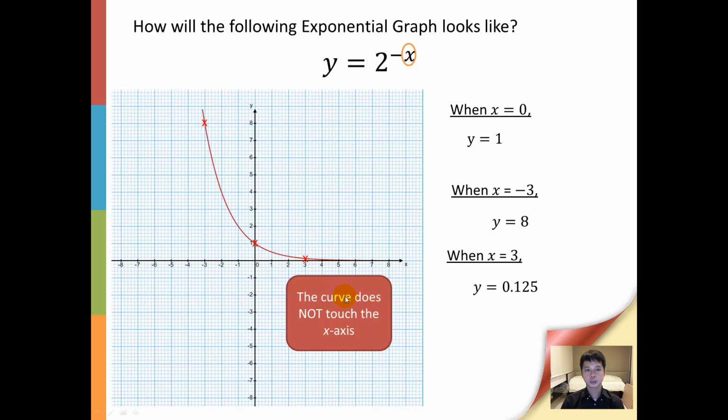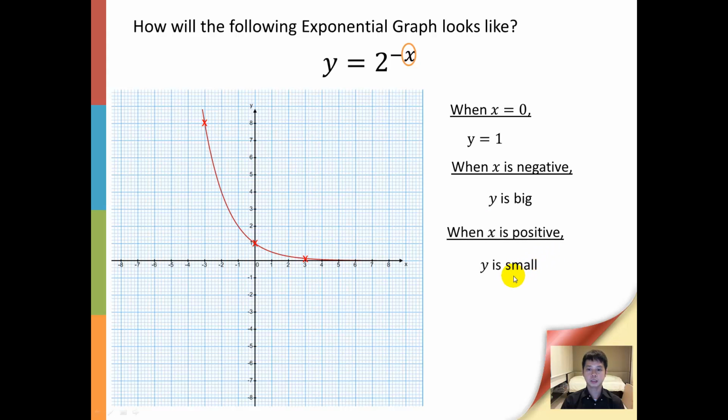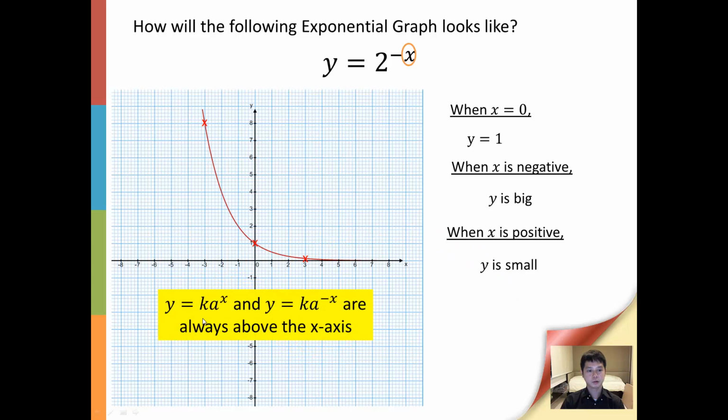So how do we sketch this curve? To help us remember how to sketch, we will first sub in x equals 0 to give us these coordinates here, (0, 1). And then, when the value of x is negative, the value of y will be big. When the value of x is positive, this time around, the value of y will be small. And that is how we remember the shape of the curve. Similarly to the previous graph, any exponential graph will always be above the x-axis.